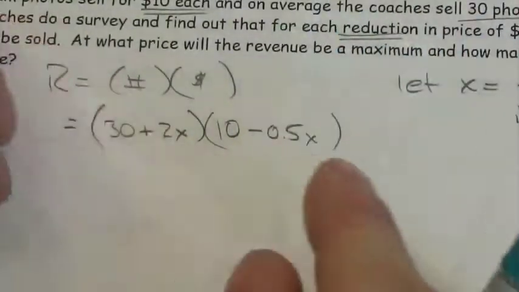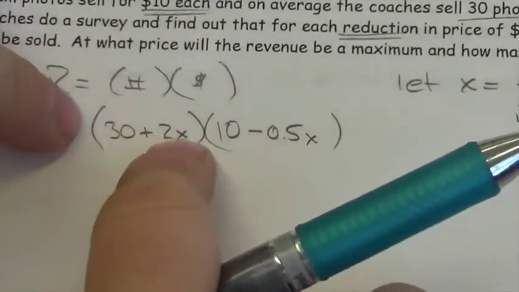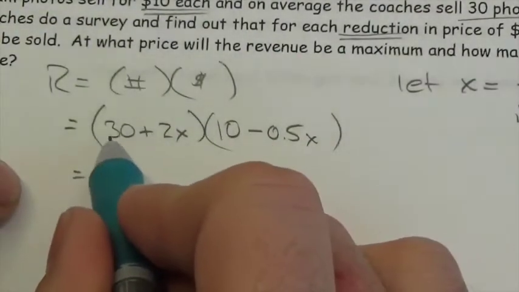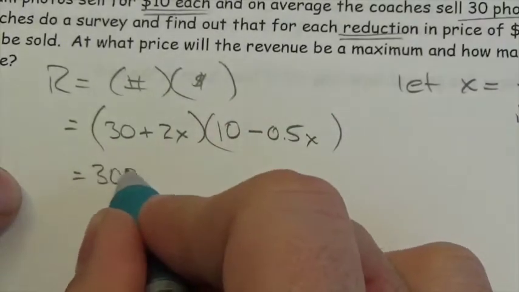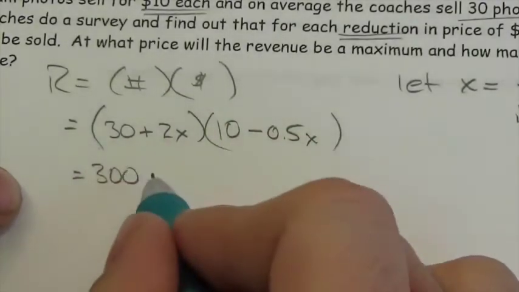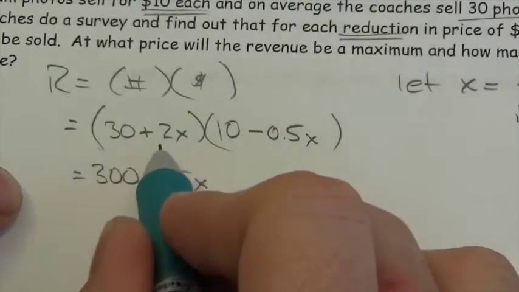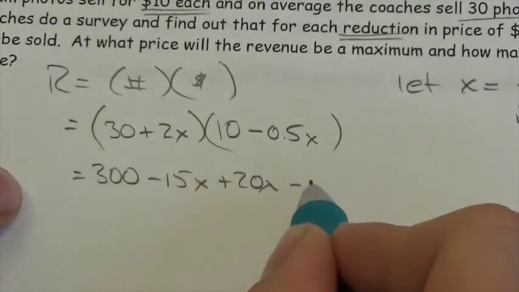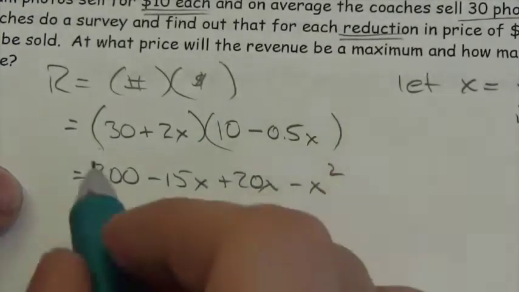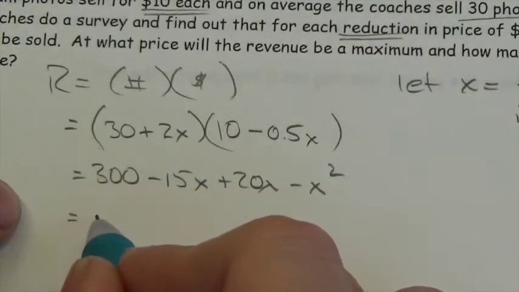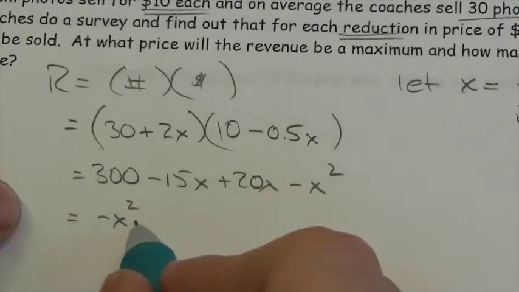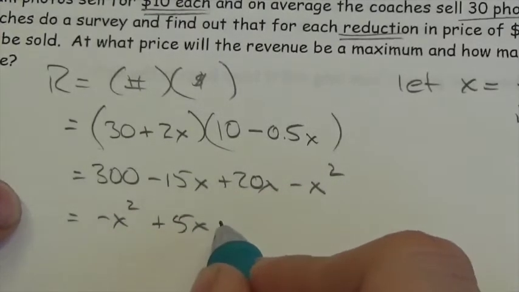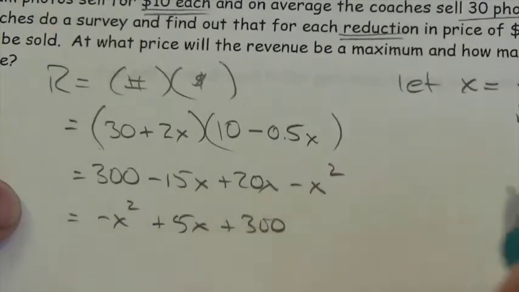So don't mix up the money and the number of people here. Now, let's expand that out. 30 times 10, 300. 30 times negative 0.5 will be negative 15. Positive 20x. And then negative x squared. And then I know people are going to want to have this in the right order. So negative x squared plus 5x plus 300.